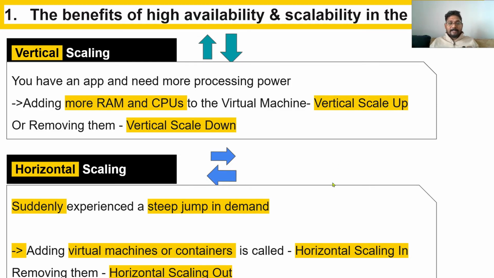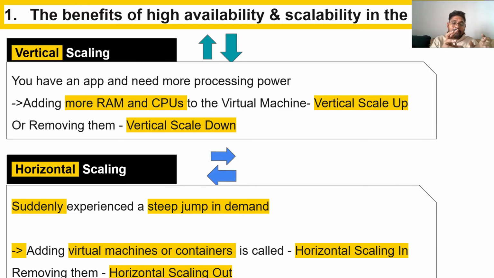Now horizontal scaling. Let's say you suddenly experience a steep jump in demand, and just by increasing RAM or CPU it will not work. You need more machines. The entire virtual machine I want, not the component, but the entire virtual machine, one more. A virtual machine has a RAM, it has a CPU, it has everything, it has a hard drive. So you are simply copying everything and creating one more.